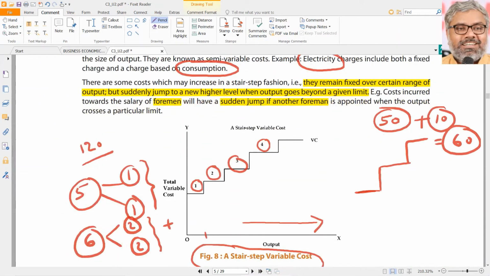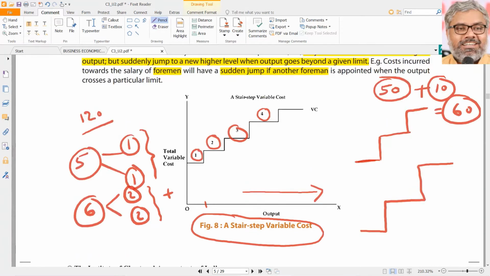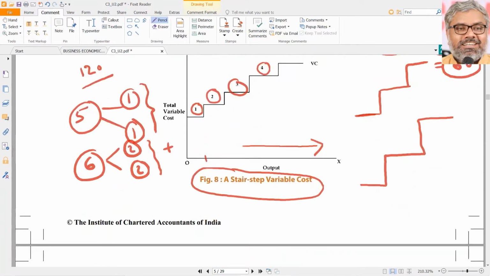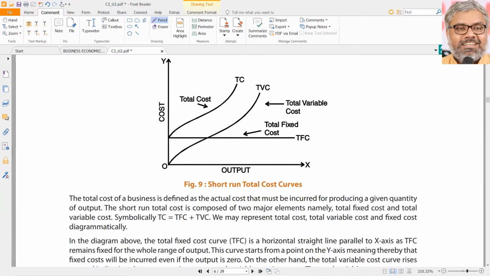How will the step cost behave? It remains fixed up to a certain level, and as and when that level changes, it goes up and again becomes fixed. Again it goes up and again it becomes fixed. So we call that step cost or a stair-step variable cost. Such kinds of costs also will be there. That is the nature of different types of costs, we can say.